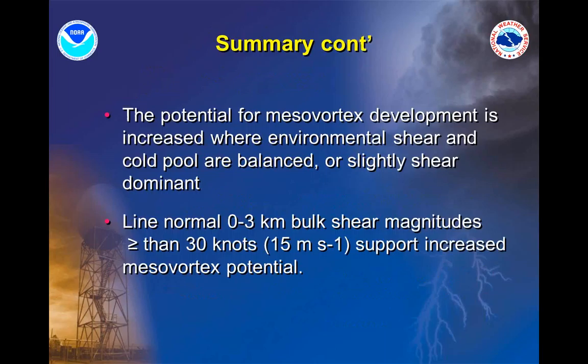Potential for mesovortex development increases with environmental shear and cold pool, the other imbalance here. We're slightly shear dominant. And again, we're looking at that 15 meter per second within this layer, 30 knots or greater. I have cases dating way back to the early 1990s, around 1992, 1993, 1994, that show that 15 meters per second or greater was one of the thresholds. I just looked at magnitudes, I really didn't look at the shear vector. I know other offices have been looking at this 0-3 kilometer magnitude as well, and it was good to see these independent studies occurring at other offices besides here in St. Louis. So that concludes our presentation, and I think Jason and I would be happy to entertain any questions.